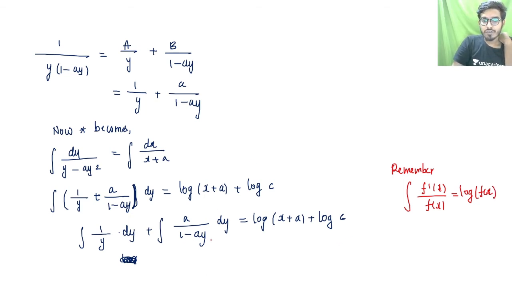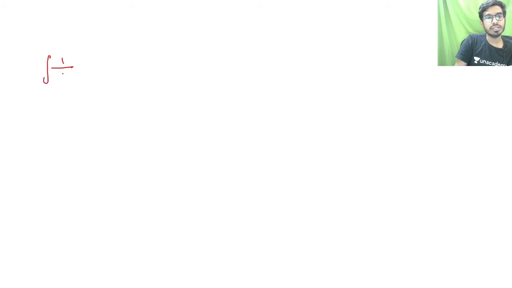Now if you take this full term as f of x, if you have f dash of x, this will be log of f of x, right? So if you take this full term as f of x, now what is f dash of x? So f dash of x will be 0 minus a. That is, we should have minus a in the numerator to apply this formula, right? But we don't have minus a here. So for that, what I am doing is, let us keep the first term as it is. So integral 1 by y dy as it is, plus what I am doing is I am just multiplying by minus 1.